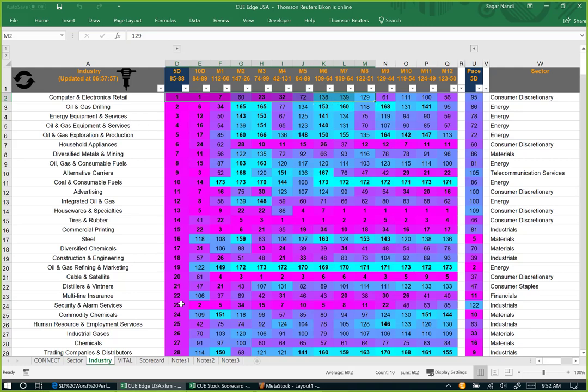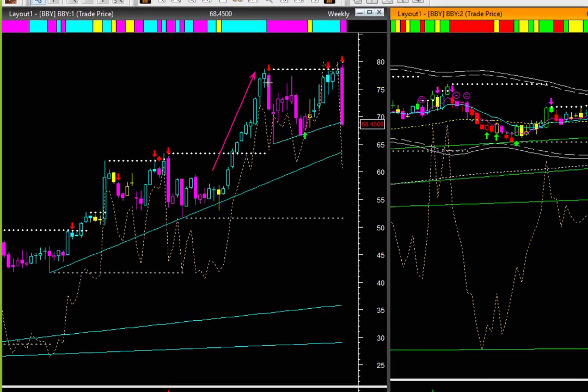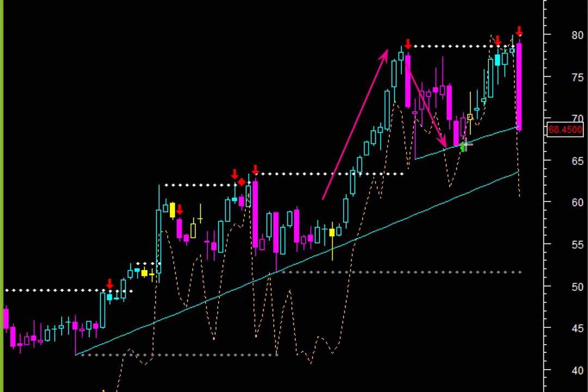Let's look at the stock using technical charts. In the weekly chart, BBY was going up strongly. Then it pulled back a little bit, went up again, went precisely to the watermark resistance level. 1 week ago, it tried to go above the watermark level but closed below watermark with a long upper tail. That was a bearish sign.